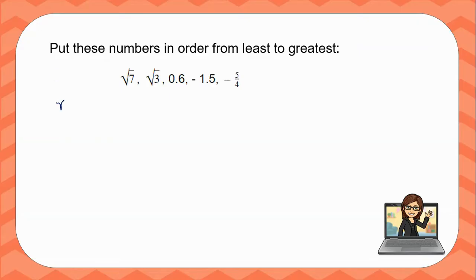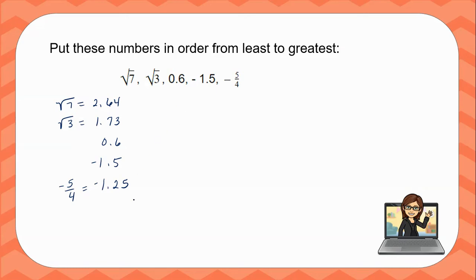So remember, we had square root of 7 was 2.64. We had square root of 3 was 1.73. Then we have this 0.06. Then we have a negative 1.5. And then we had a negative 5/4, which would be negative 1.25. Okay, remember the first two and the last one we got from Desmos.